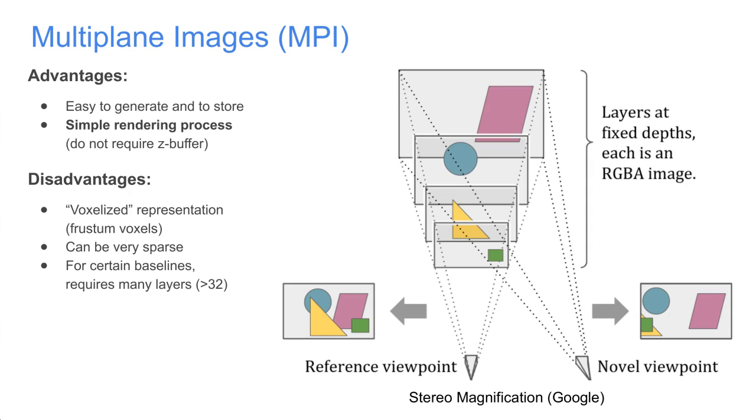In our case, we are interested in the multiplane image representation, since it is relatively easy to generate and store, and needs a very simple rendering pipeline which does not require debuffering. However, MPI has some disadvantages. Since it's a voxelized representation, it can be very sparse. Also, for certain baselines, it may require several layers to result in a good visual effect.